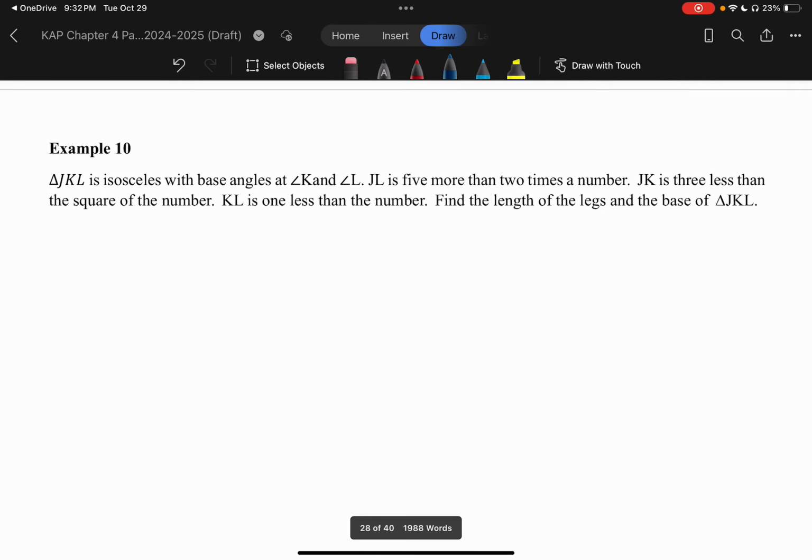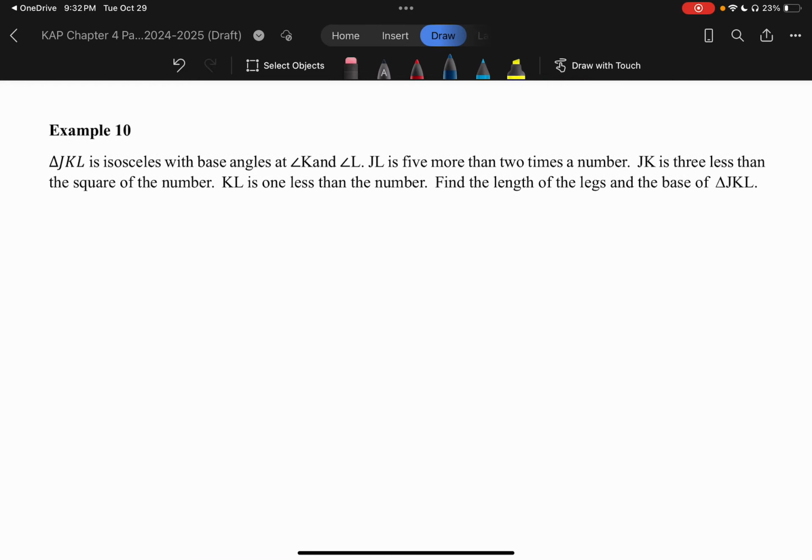And this is what I was talking about earlier in the notes. They're not always going to give you a picture. They might give you a verbal description. So example 10 says triangle JKL is isosceles with base angles at K and L. JL is 5 more than 2 times a number. JK is 3 less than the square of the number. KL is 1 less than the number. Find the length of the legs and the base of triangle JKL. Just by reading this, we can already understand that this one is probably a lot more challenging than the ones that we looked at in the notes.